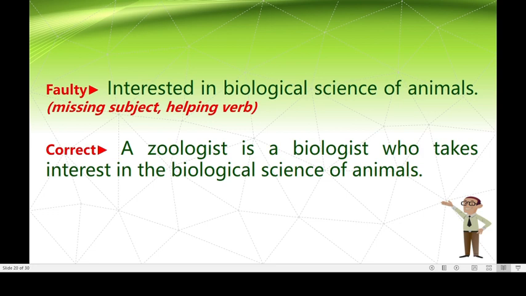If we say, "interested in biological science of animals," that is faulty. This is not a sentence. The subject, as well as the helping verb, are missing. To correct that, we may say, a zoologist is a biologist who takes interest in the biological science of animals.